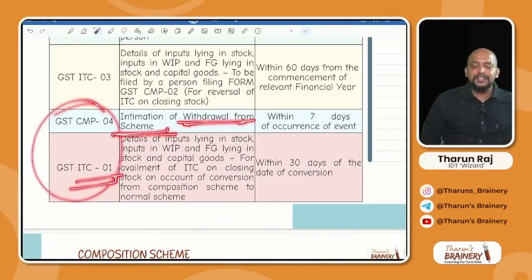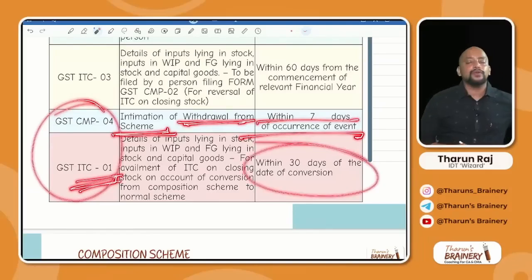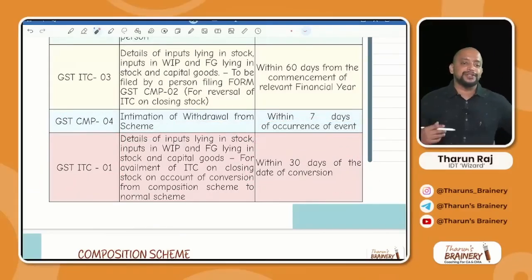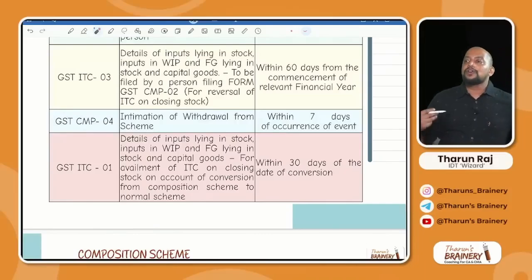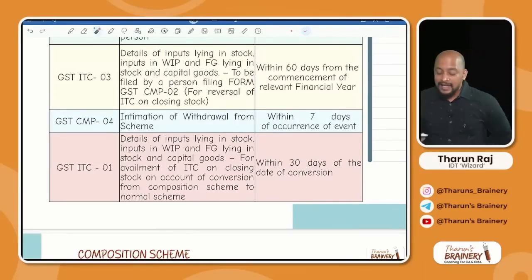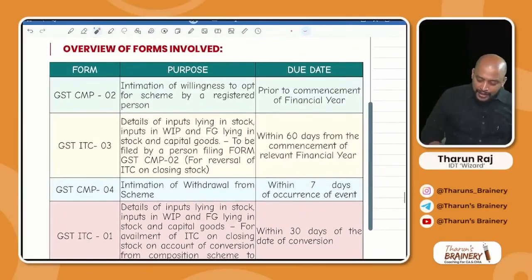What is the time limit within which you need to exit from composition scheme? 7 days from the breach of condition, and you will avail the ITC on closing stock. What is the time limit for availment of ITC on closing stock? 30 days from the date on which you migrated from composition scheme to normal scheme. Is it clear?